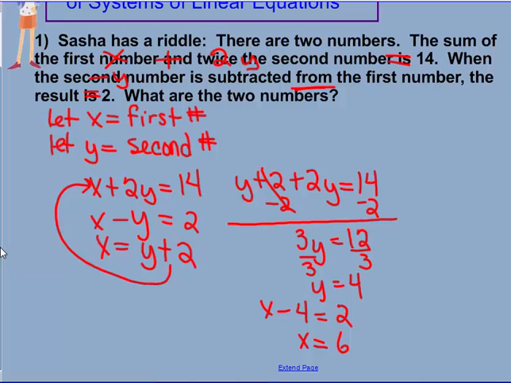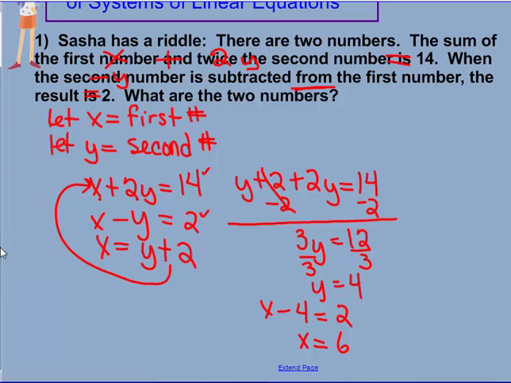I'm going to mental math check this. So 6 plus 2 times 4, that's 8. 6 plus 8 is 14. So it checks in that equation. 6 take away 4 is 2. So it checks in this equation. I did a mental check. It works in both equations.